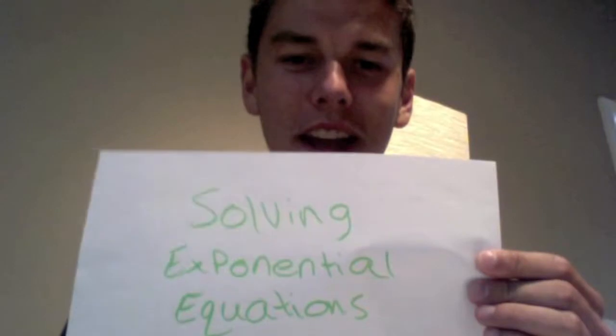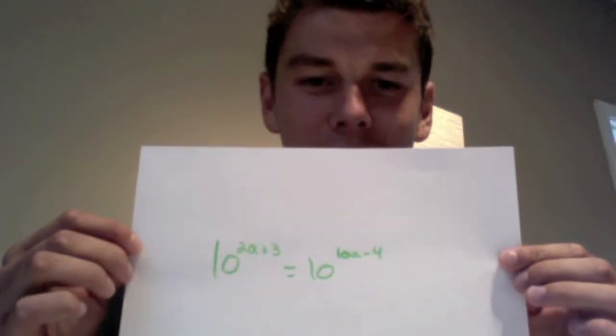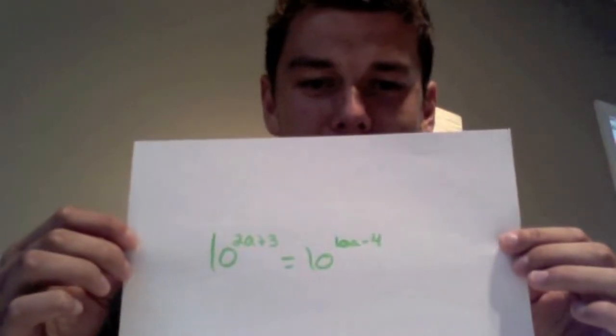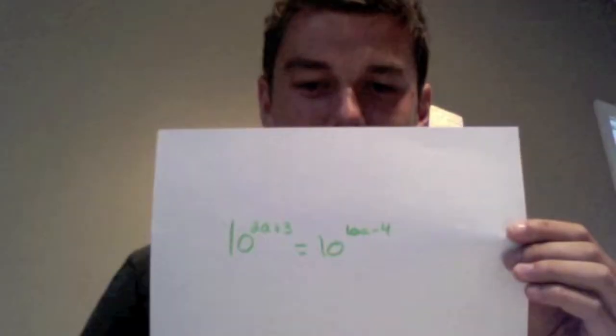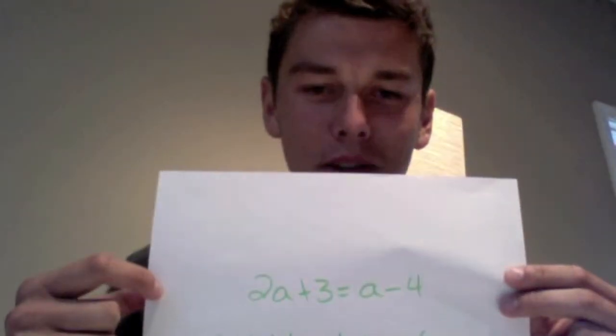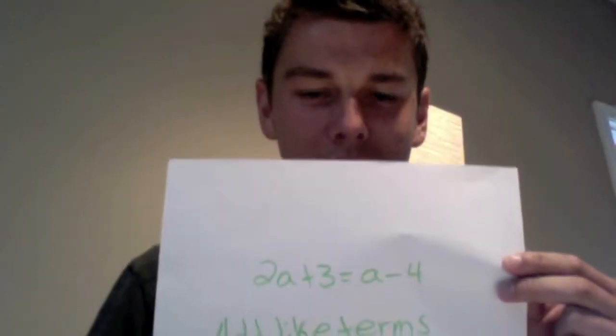Today's lesson starts with solving exponential equations. We will first begin looking at the equation 10 to the power of 2a plus 3 equals 10 to the power of 10a minus 4. Since you already have equal bases, which is 10, you can jump right to solving the exponents. 2a plus 3 equals a minus 4.